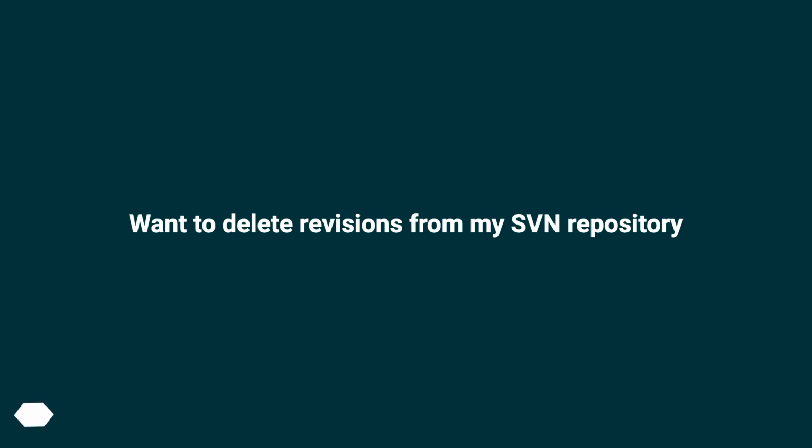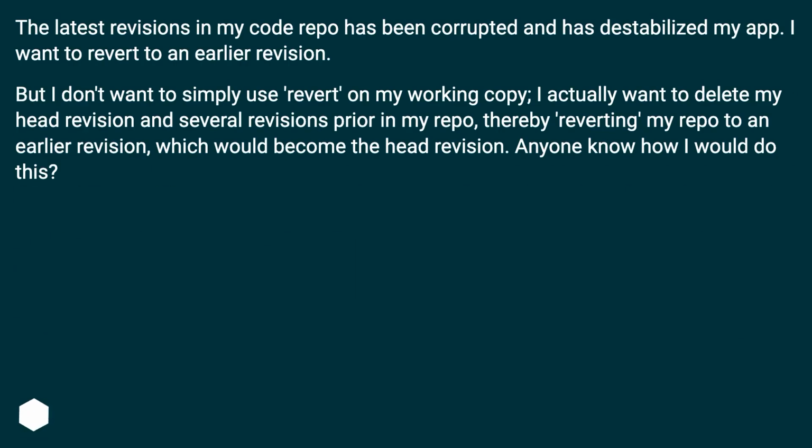Want to delete revisions from my SVN repository. The latest revisions in my code repo have been corrupted and have destabilized my app. I want to revert to an earlier revision. But I don't want to simply use revert on my working copy.